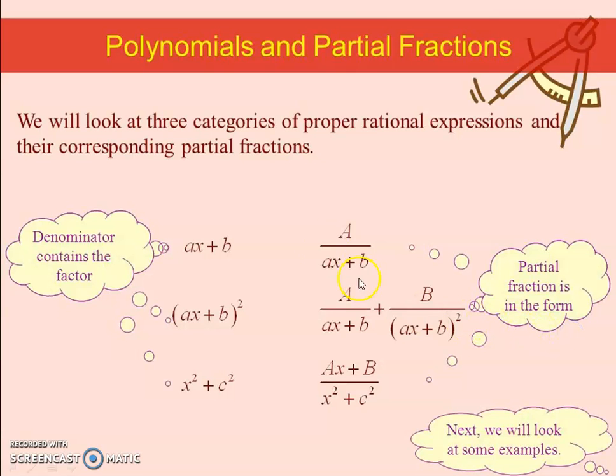So for polynomial and partial fraction, we will look at 3 categories of proper rational function and their corresponding partial fractions: a upon ax plus b, a upon ax plus b bracket square, and ax plus b upon x square plus c square, that is a quadratic. So think about that. Our lecture is over.